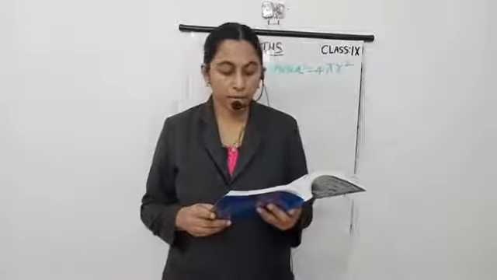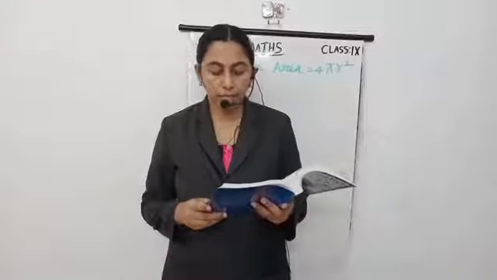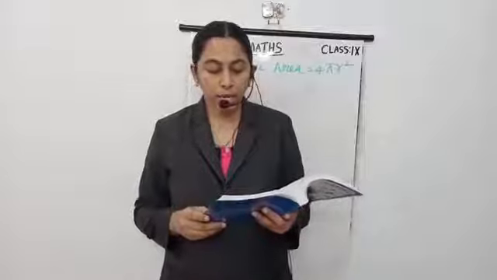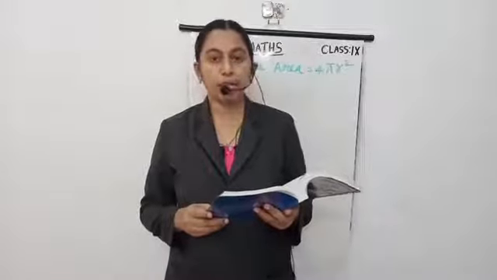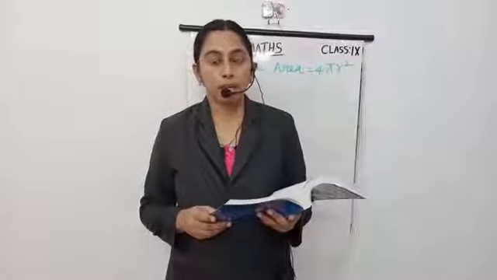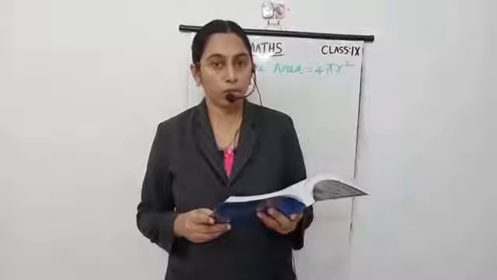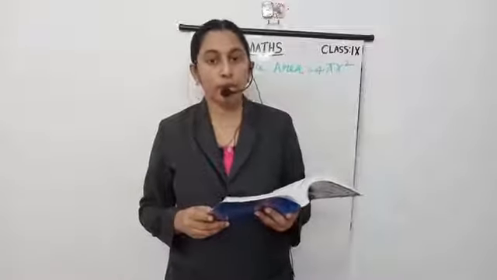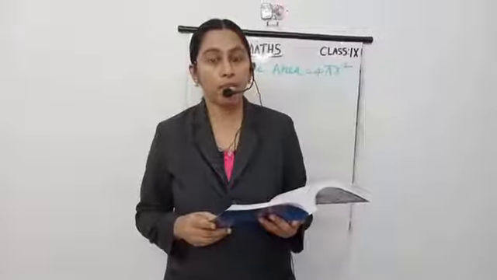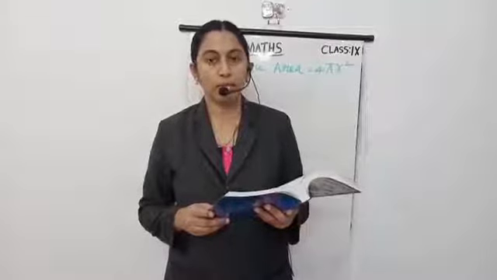Now question 2. Find the surface area of a sphere of diameter: first 14 centimeter, second 21 centimeter, third 3.5 meter. Here the diameter is given. First we find its radius. Diameter and radius are related. Radius is equal to diameter by 2. Half of diameter is the radius. So first question, 14 centimeter. Its half is 7. 14 by 2 is 7.